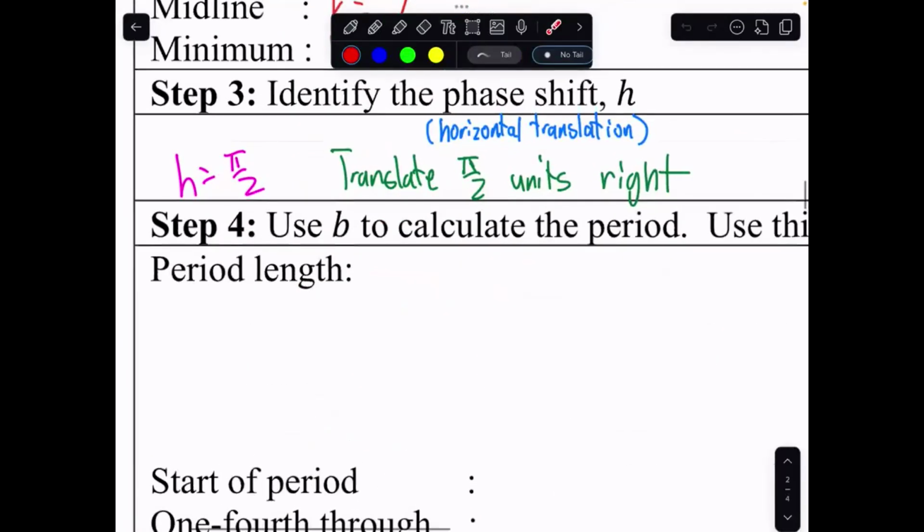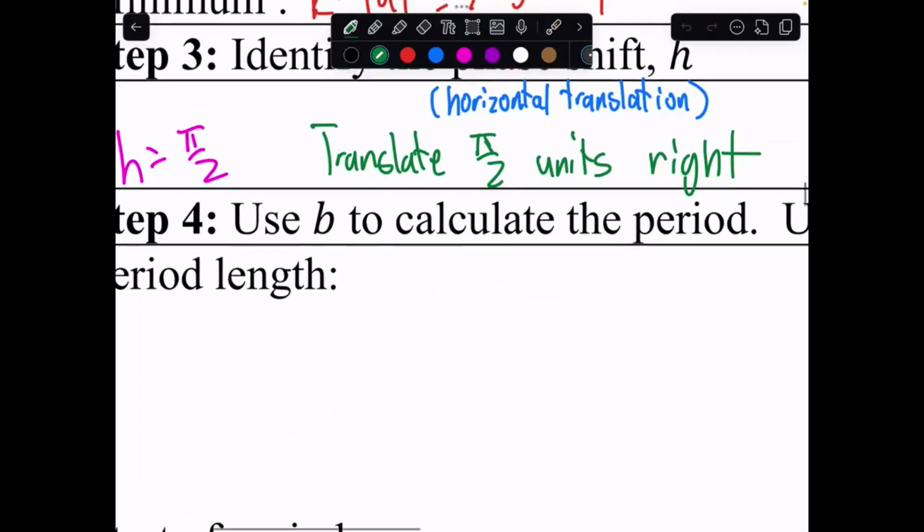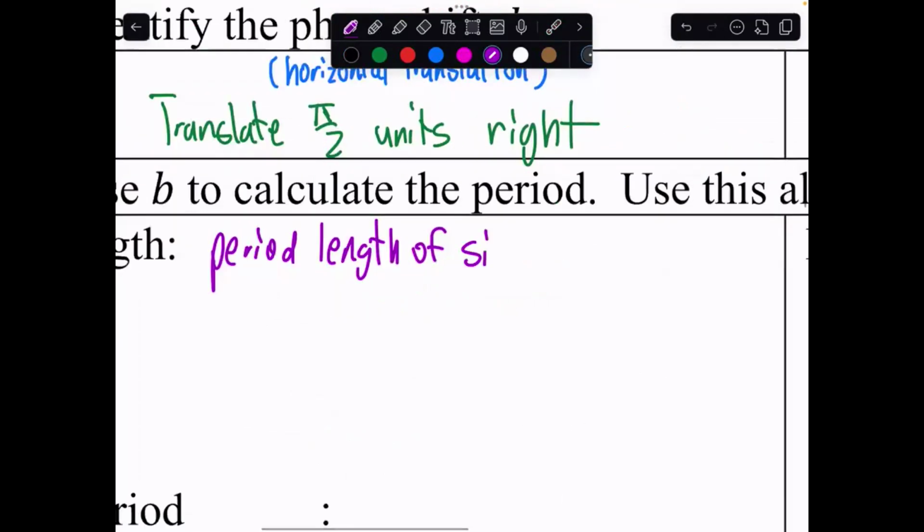Please write down this formula. The period length of both sine and cosine is calculated with the expression 2 pi divided by b.